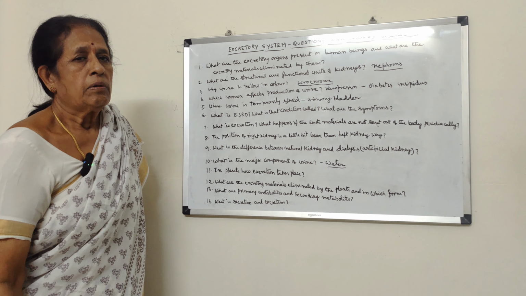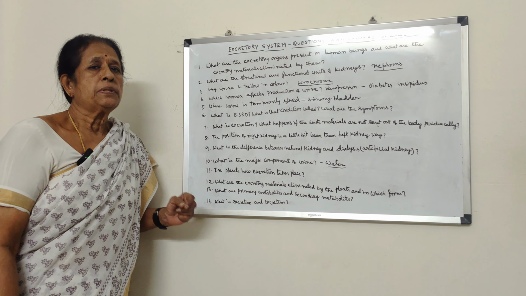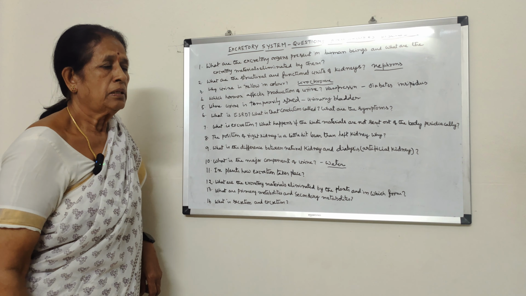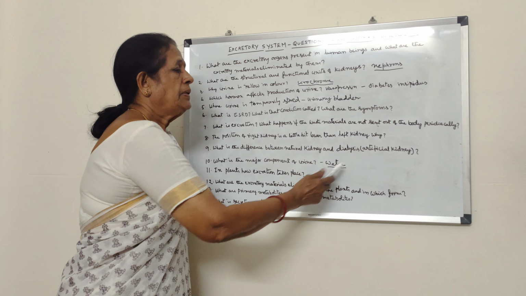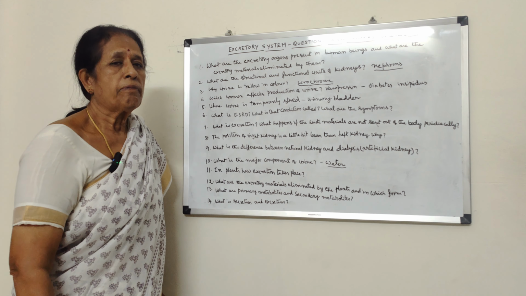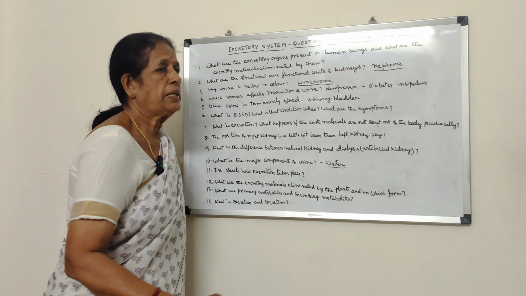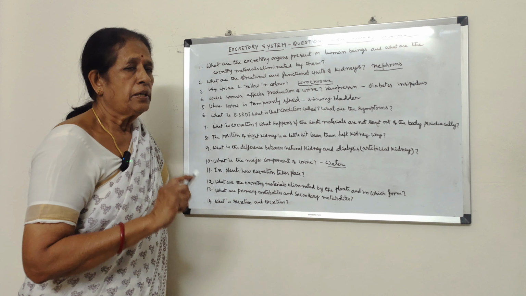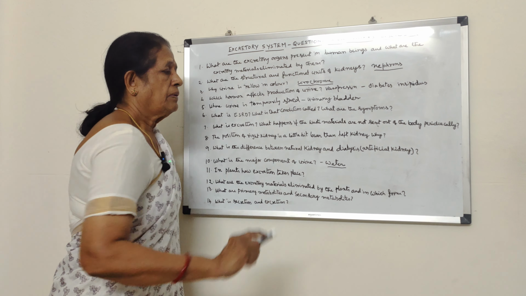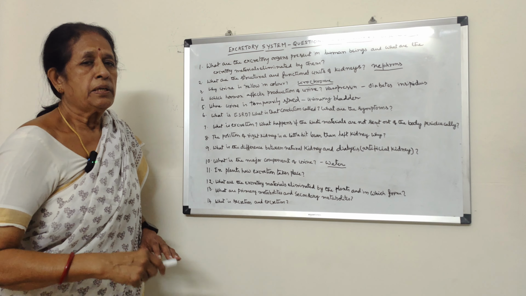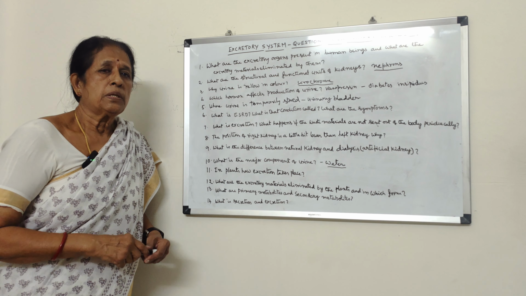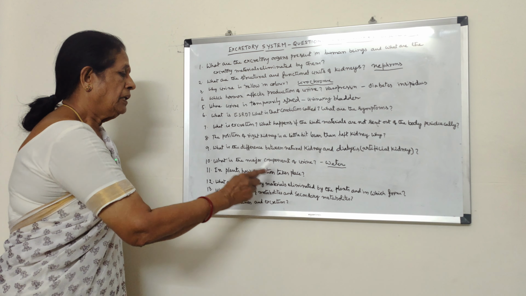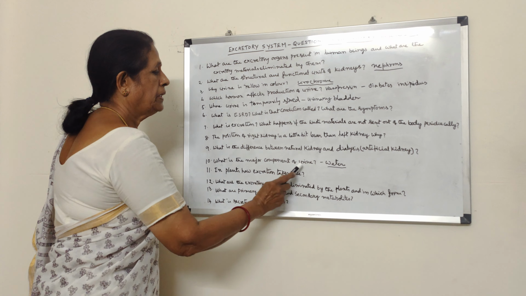The waste materials are removed. But in the natural kidney, what happens in the renal tubule? Reabsorption of important substances which are required for the body takes place in the natural kidney. But in the artificial kidney, what happens? Only removal of nitrogenous waste materials will take place, and reabsorption of important substances will not take place. But in the natural kidney, removal of waste materials and also absorption of important substances which are required by the body will take place.